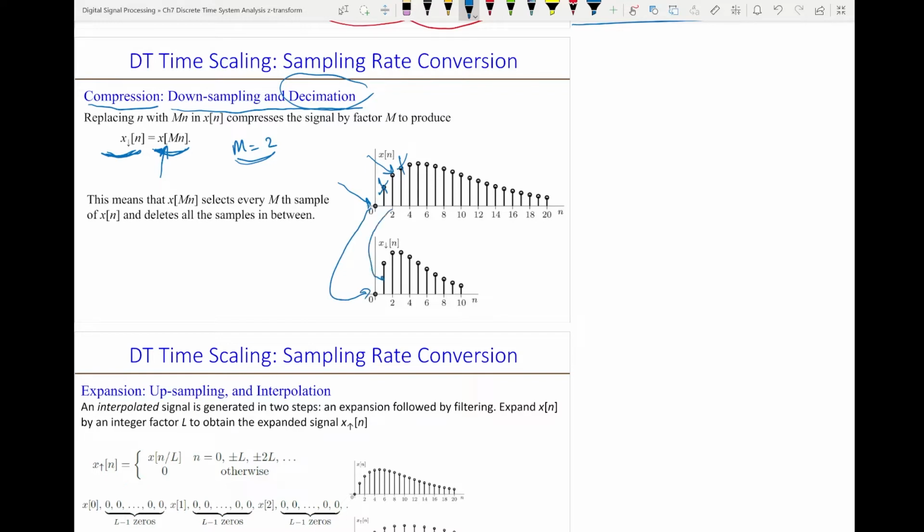This will be this one. Then I ignore this one. Then this one will be this. Then I ignore this, and this will be this one.